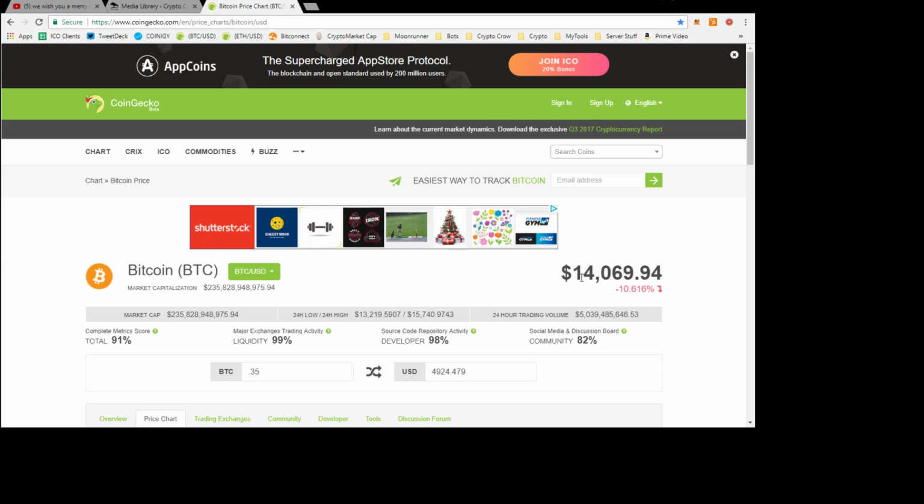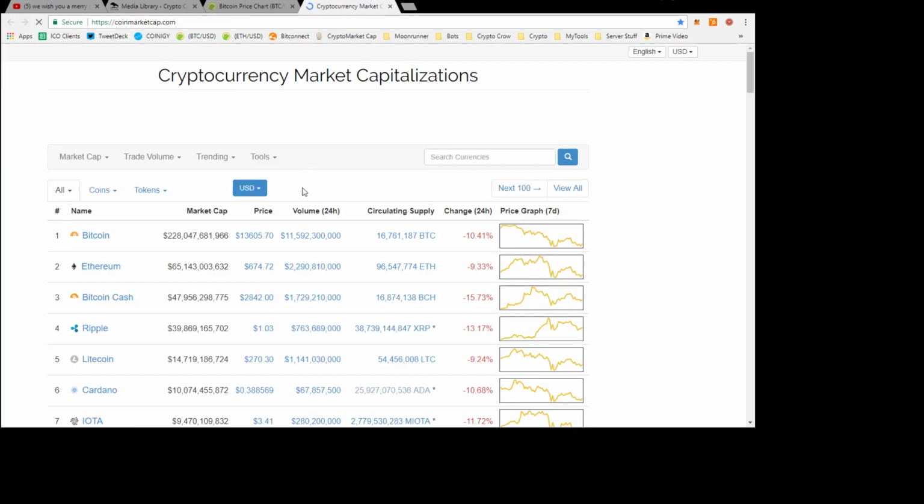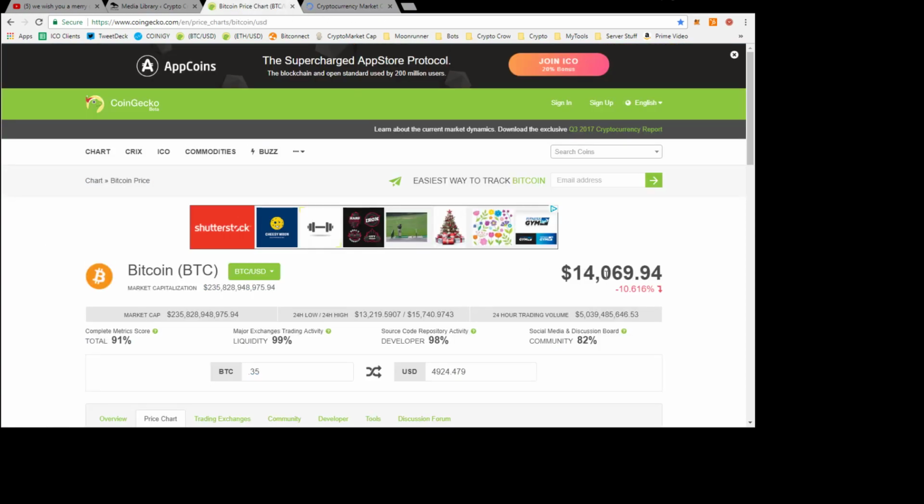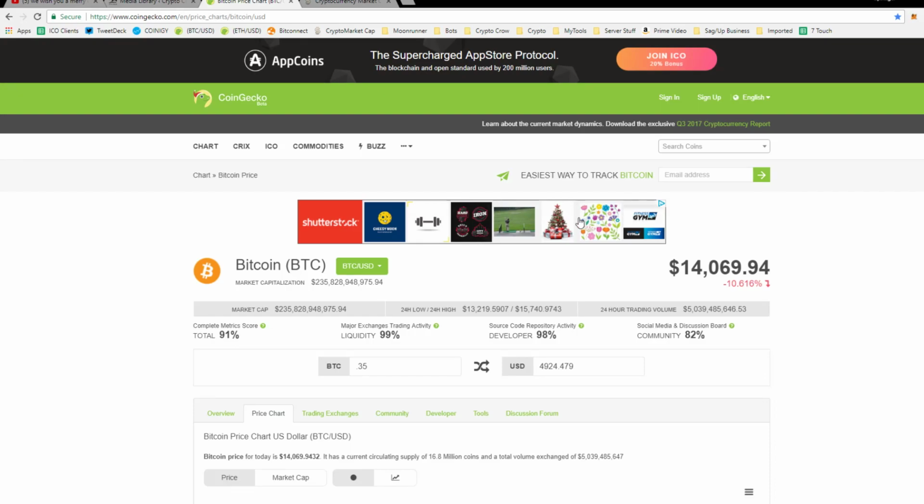The money that they show, the value on here, is typically a bit different than crypto market cap. Like this is showing 13,605, while this is showing 14,000. So there's a little bit of a discrepancy there. So you basically punch in your budget here.